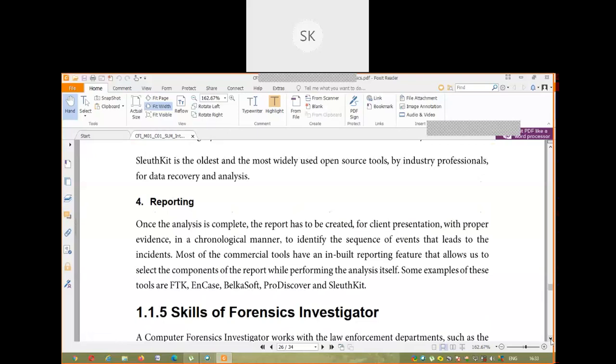For that also we have some other tools. Again, FTK I already mentioned, FTK and EnCase. These are some of the tools used for all this purpose. Almost the same tools are used for reporting, extraction and analysis.